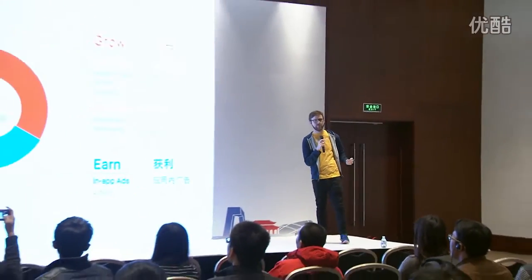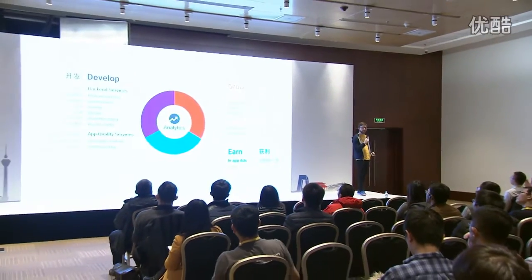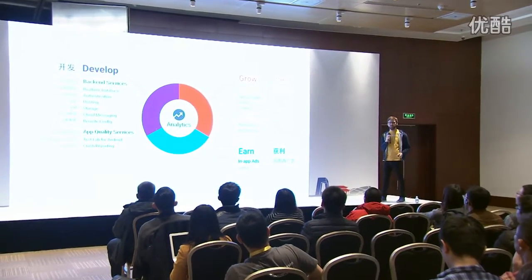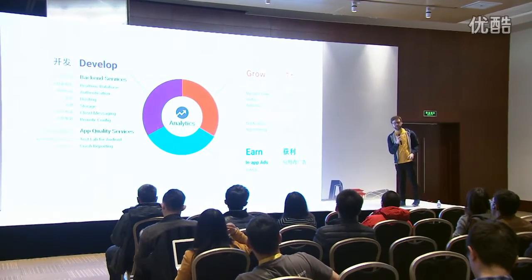Cool. So, this is Firebase at a 30,000 foot level. We have develop products, and those are tools that you'll use to build your products. That's your database, your user authentication, things like that. We have our grow tools to help you grow, get more users, engage with those users better. And then we have the earn section for monetization, making more money, and making an actual successful business.